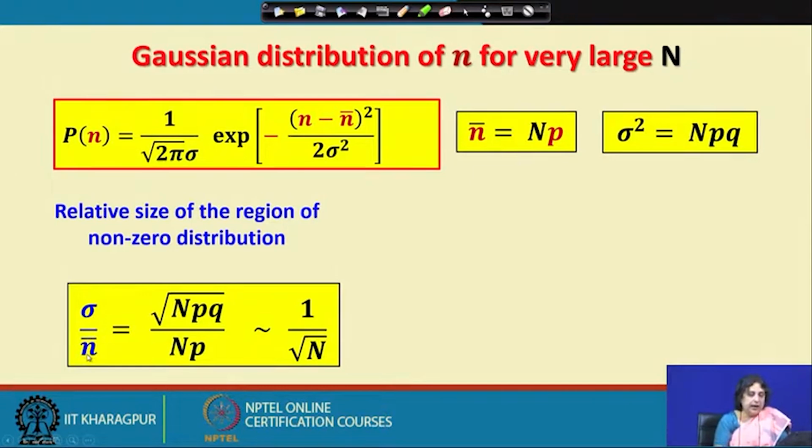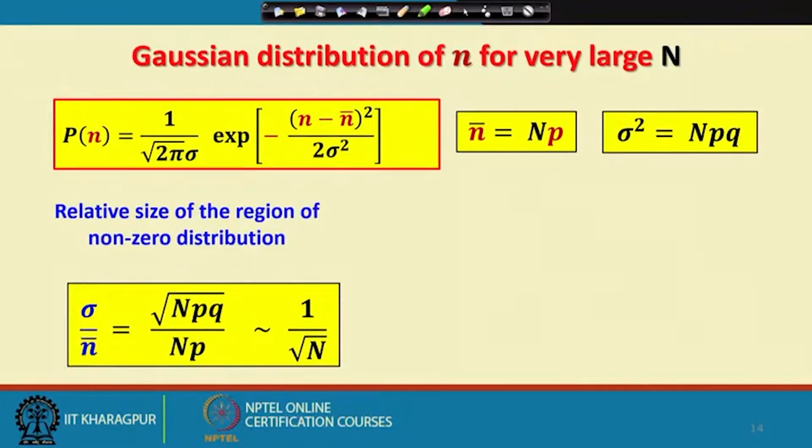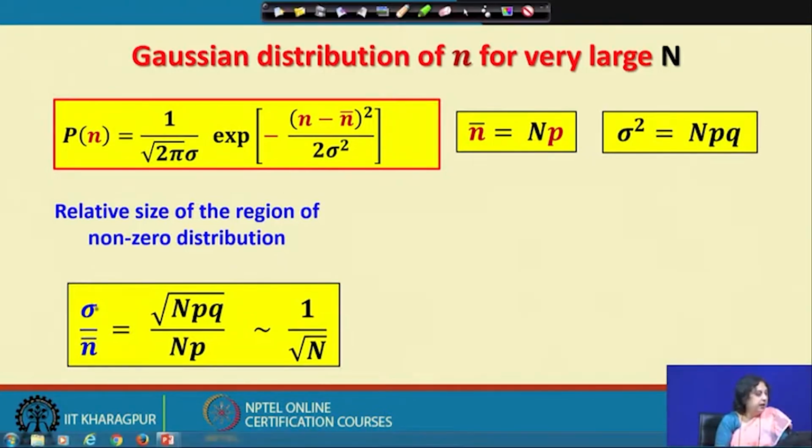If you look at the value of n bar, and sigma is the dispersion of this distribution about n bar. If I compare these two, the number that I get is going to be independent of how big either sigma or n bar is for the given case, but will let us know about the relative size where the distribution is non-zero. And in this case, I find that this goes as 1 by root N.